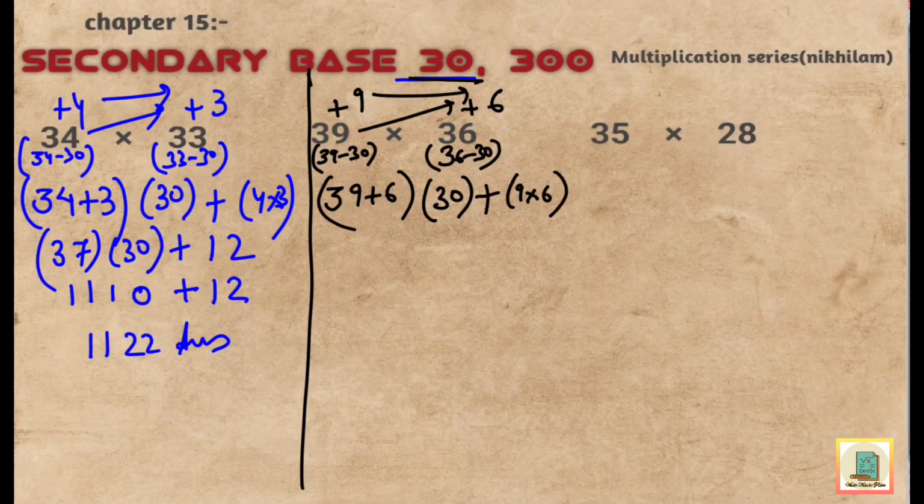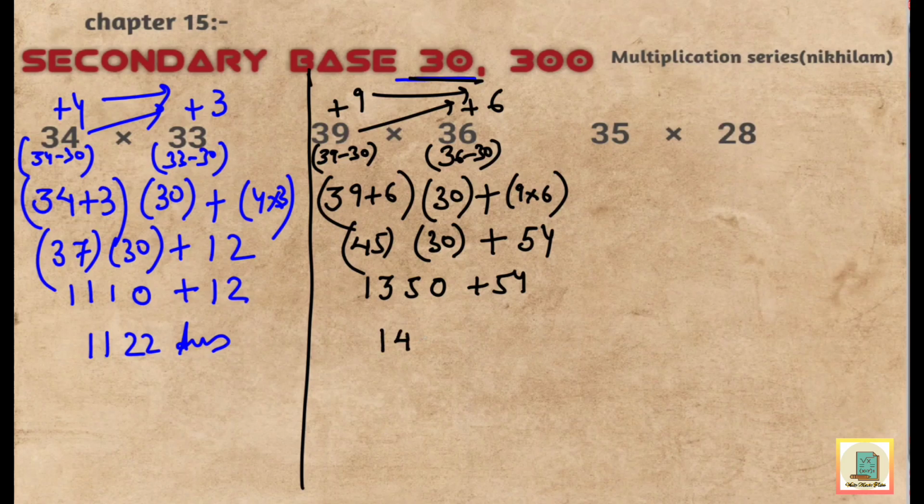Now here 39 plus 6 gives you 45. Multiply by 30 plus 9 6s are 54. So plus 54. Now 45 multiplied by 30 gives you 1350 plus 54. So the final answer is 1404.